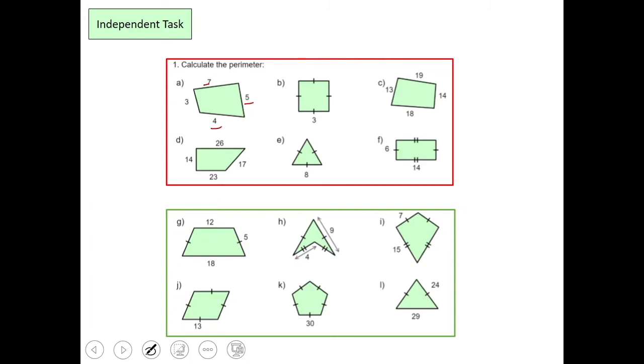Right, class. So what I want you to do is work out 3 questions from the top and 3 from the bottom. So I want you to draw out the shapes, write down the numbers that are already given, and work out the perimeter for me.